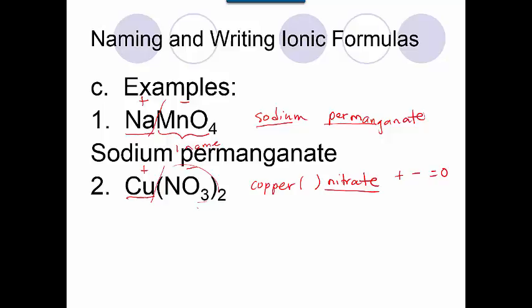So take a look at copper. How many of them are there? In the formula, there's an understood 1 behind copper, so there's only one of those, and it has a plus charge, but we don't know the number.